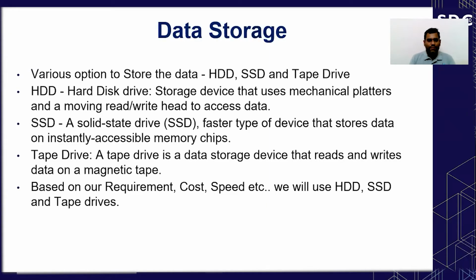As I already mentioned, we have various options to store data like HDD, SSD, and tape drive. We all know HDD is the hard disk drive, which contains moving parts that read and write to access the data. SSD is the solid state drive and does not have any moving parts. We can store the data instantly by using accessible memory chips. And tape drive is a data storage device that reads and writes data on magnetic tape.